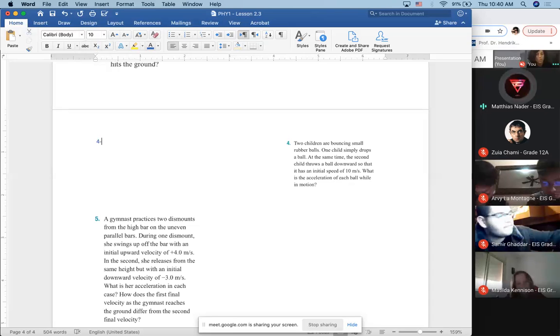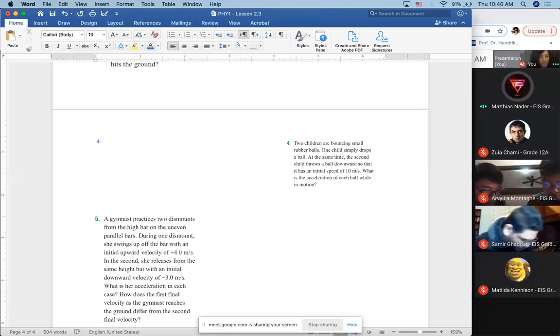Two children are bouncing small rubber balls. One child simply drops the ball. At the same time, the second child throws the ball downwards so that it has an initial speed of 10 meters per second. What is the acceleration of each ball while in motion? Acceleration will be negative 9.81 meters per second squared.